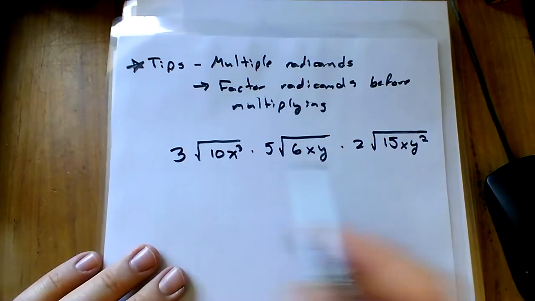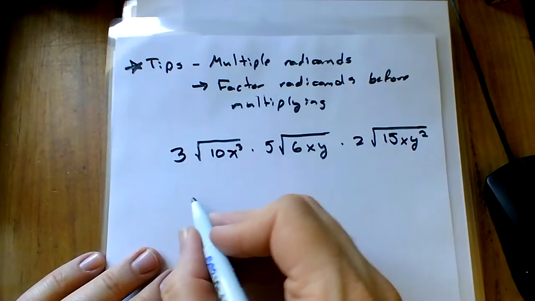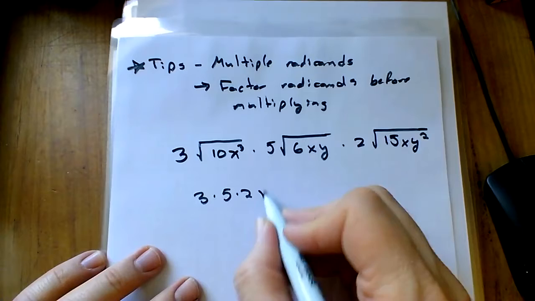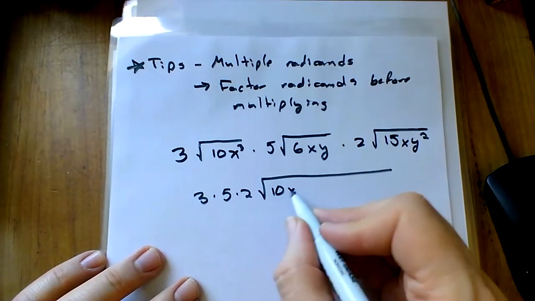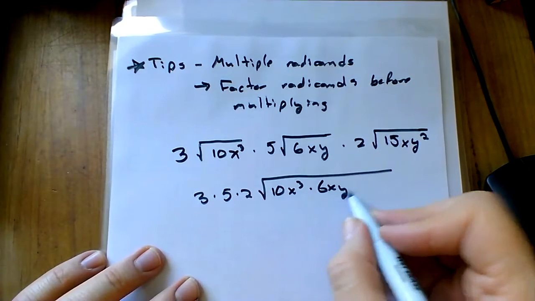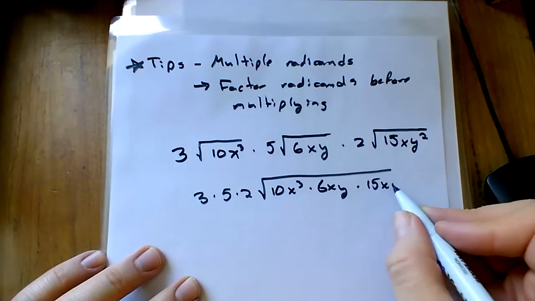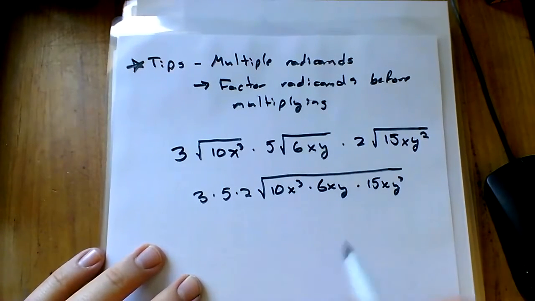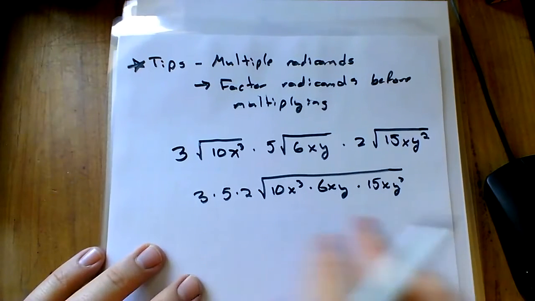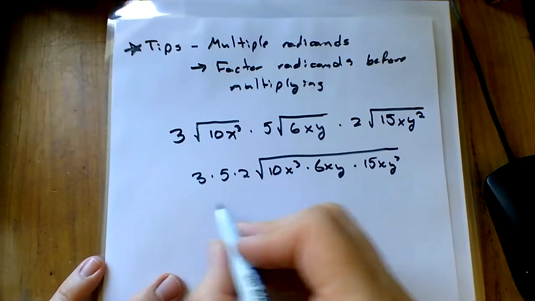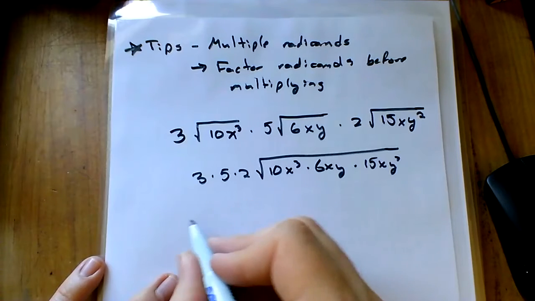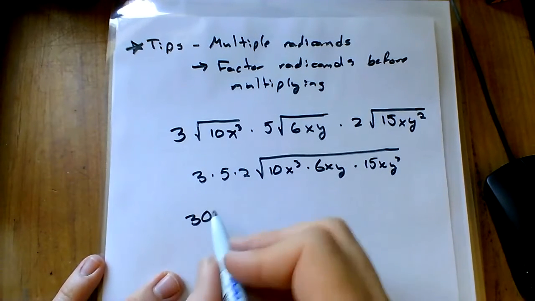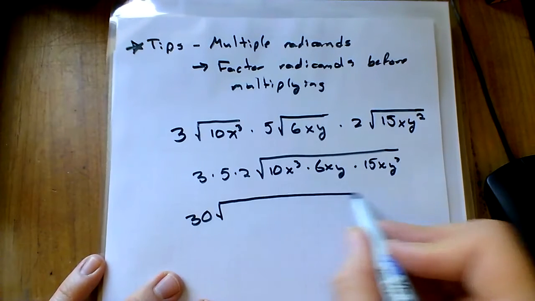But if we were to rearrange this, I could say I'll have 3 times 5 times 2. I'm going to just rearrange this. And then under the radical, I've got my 10x cubed times 6xy times 15xy squared. This is still messy. And if I were to multiply all this out, it's still going to be messy. So what I'm going to do is go ahead and leave that. I'll multiply that out because 5 times 2 is 10 times 3 is 30. But now let's start to break this up.